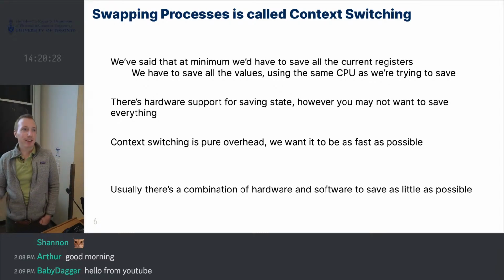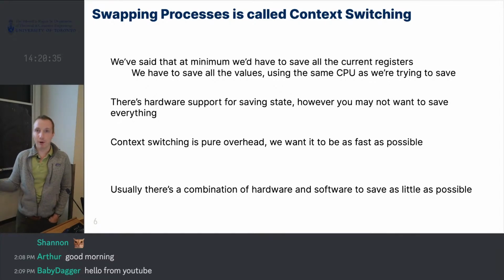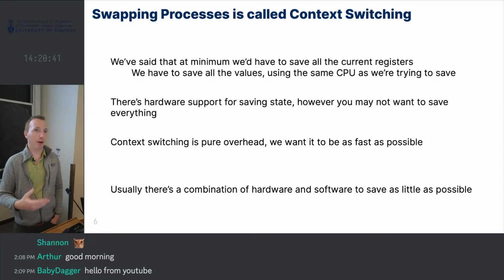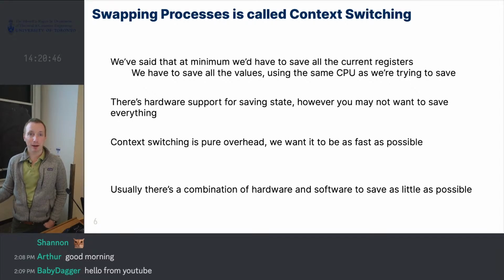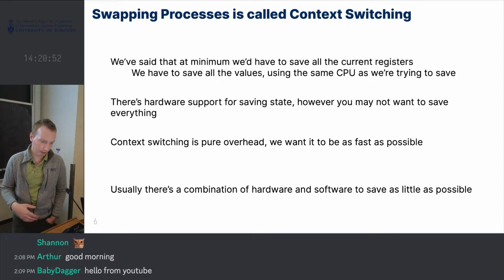Because context switching just takes time where you're not actually executing anything worthwhile. So it's pure overhead, which just means it is work we're doing that is not part of our goal. Our goal is to just run applications. Any time I spend saving registers to switch between applications, that's time I'm not spending running applications.